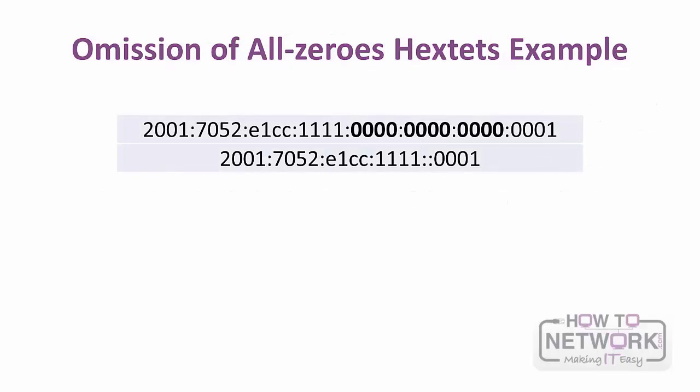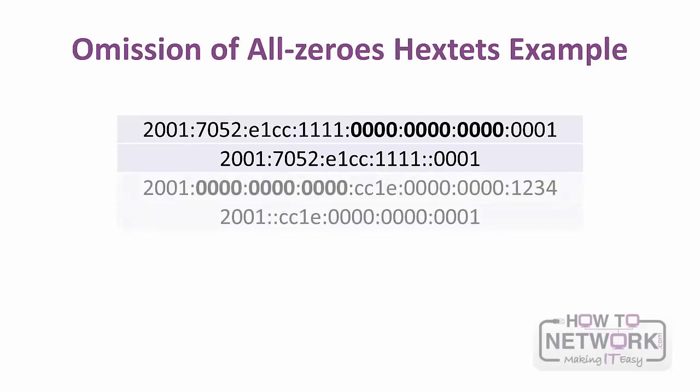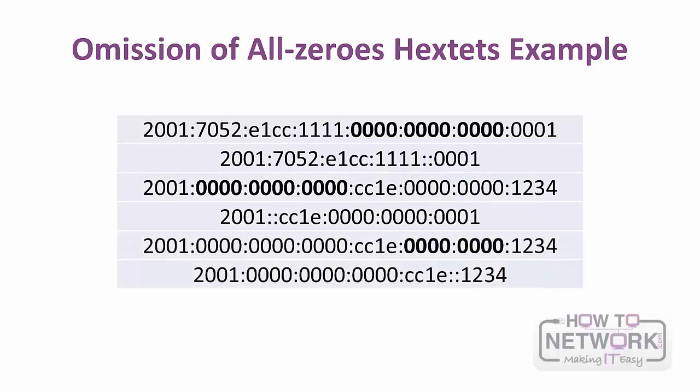The following table illustrates the use of the double colon, showing the preferred address above and the reduced address below. The zeros in bold in the preferred address are replaced by the double colon. Please note that this address can also be written in the following way. But RFC suggests that the double colon should represent the longest string of zeros.